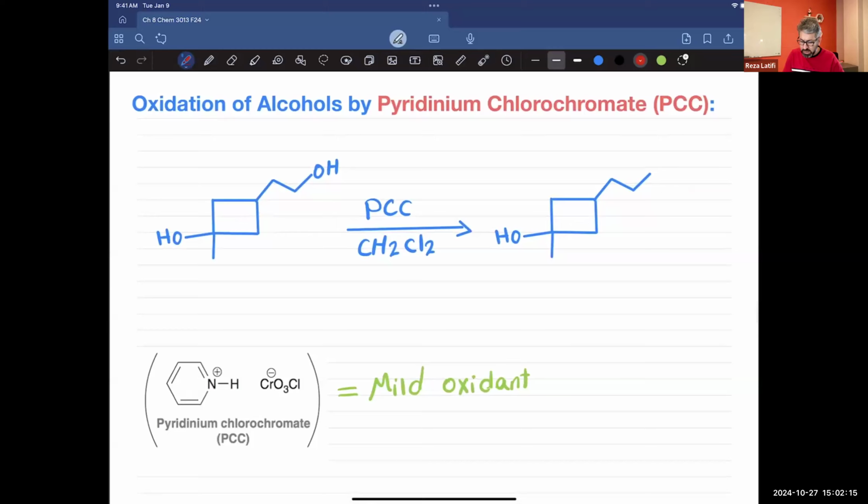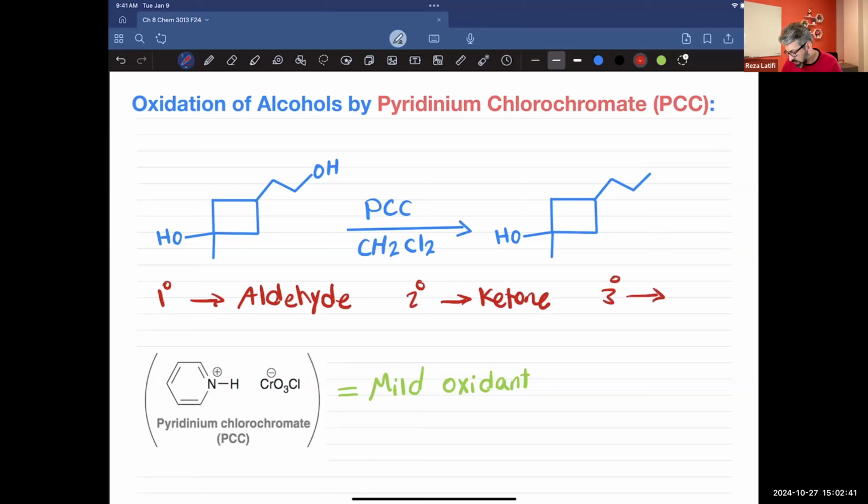Okay, another one is going to be pyridinium chlorochromate, or PCC. This is a mild oxidizing agent, and it means that the primary will turn to aldehyde, and secondary will turn to ketone, and the tertiary will not undergo any chemical reaction. So you will simply say no reaction. But your final product will be either an aldehyde or a ketone. It depends on the starting point.